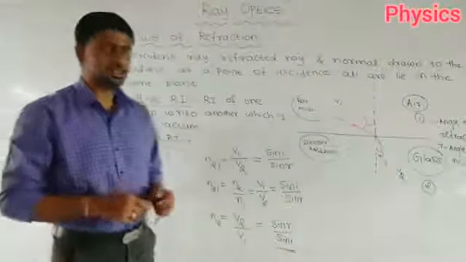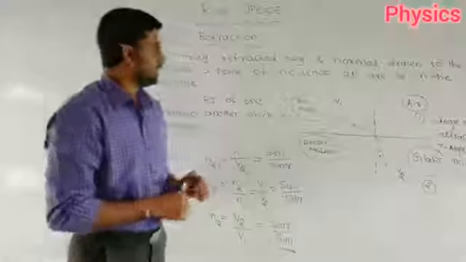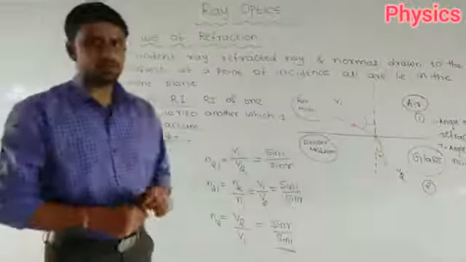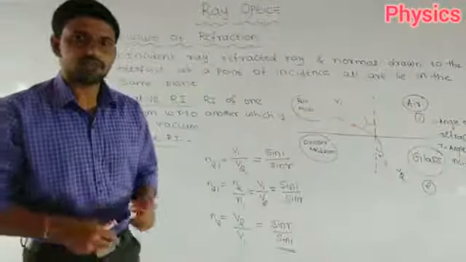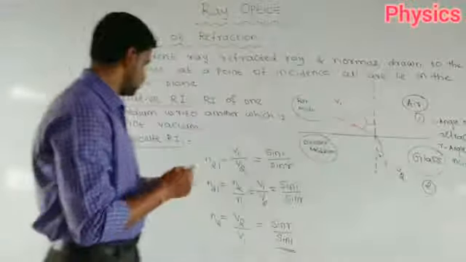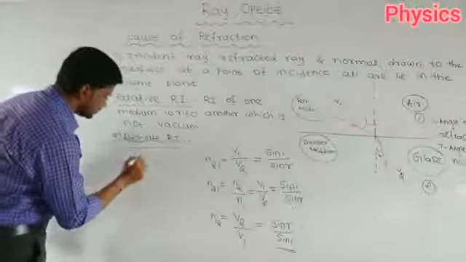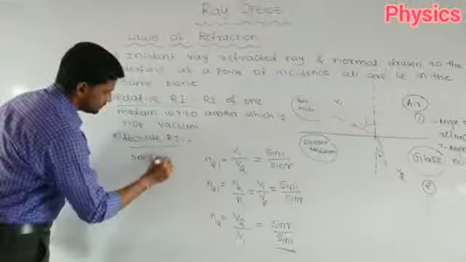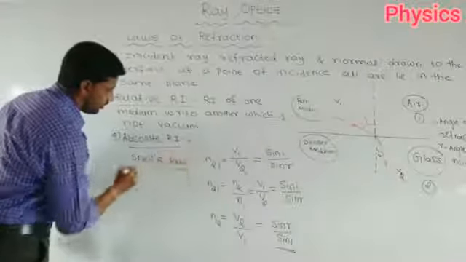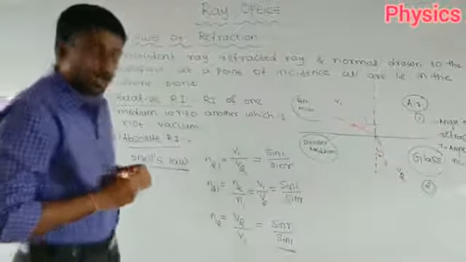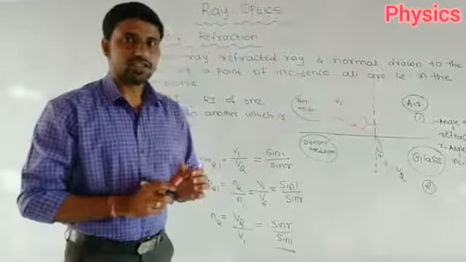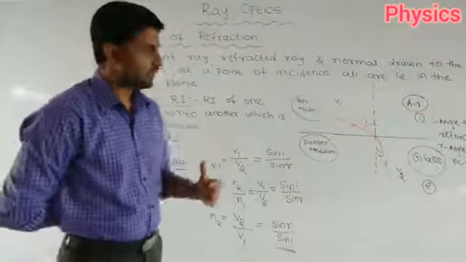So that is about the refractive index and about the laws of refraction. And this law of refraction is also called Snell's law of refraction. This law is also called Snell's law. Snell's law of refraction. And in one case, Snell's law of refraction fails.